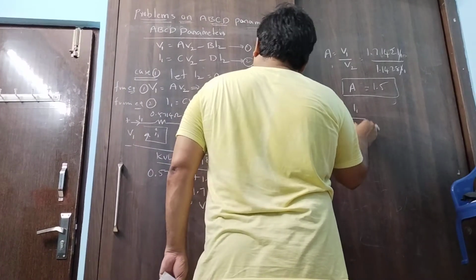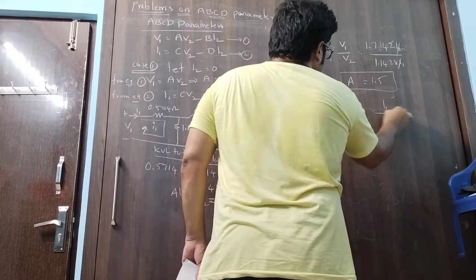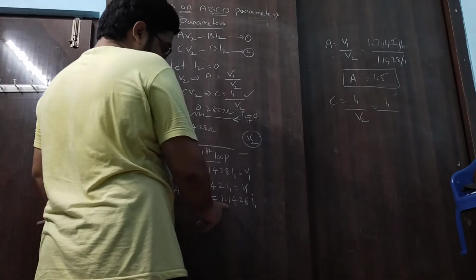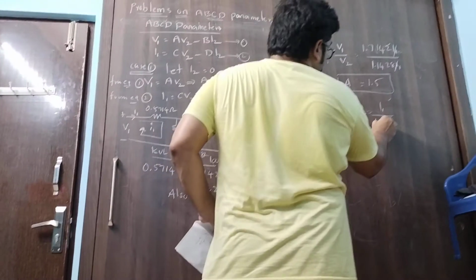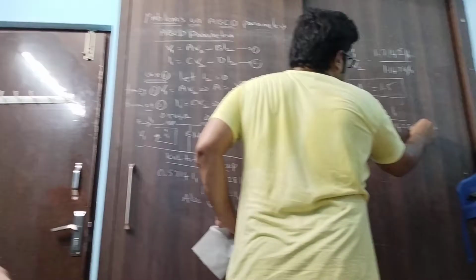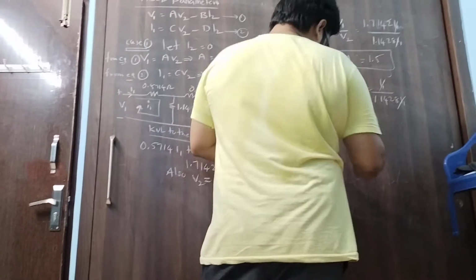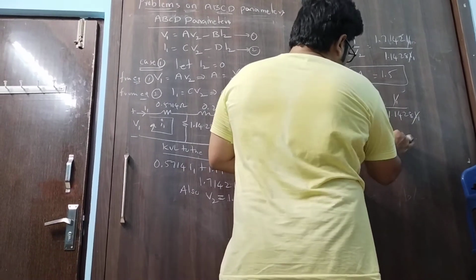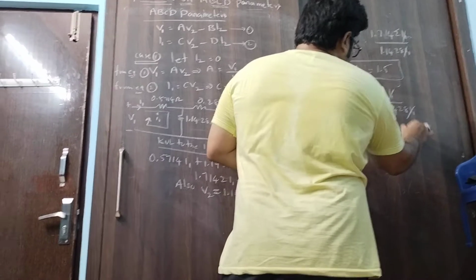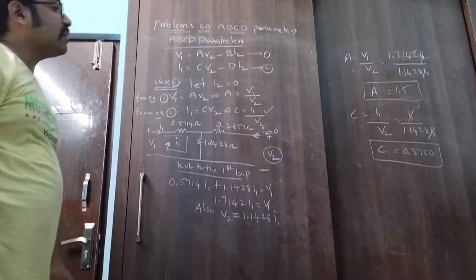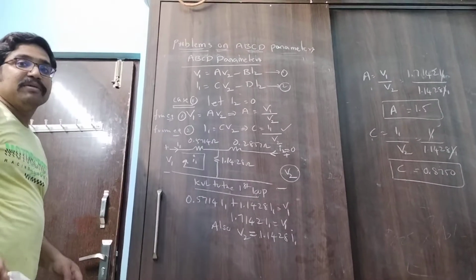At the same time, you can easily calculate the value of C. C is equal to I1 divided by V2. I1 divided by V2 is 1.1428 I1. This and this will get cancelled. The value of C you are going to get 0.8750. So this is how you need to calculate the A and C parameters.